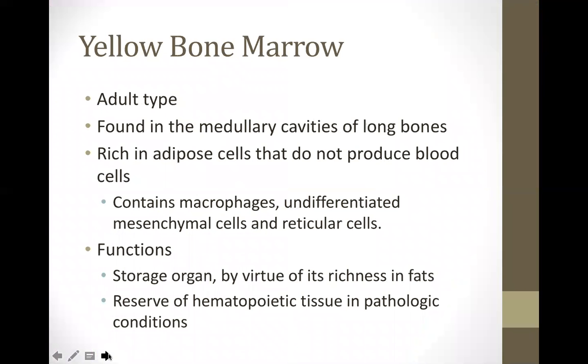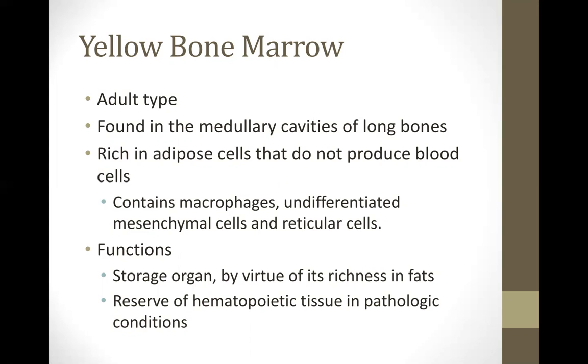The yellow bone marrow is the adult type. Now, they are found in the medullary cavities of long bones. They are rich in adipose cells that do not produce blood cells. No? So, anong pinoproduce nila? They contain just macrophages, undifferentiated mesenchymal cells, and reticular cells. Functions of yellow bone marrow, it's just for storage organ.